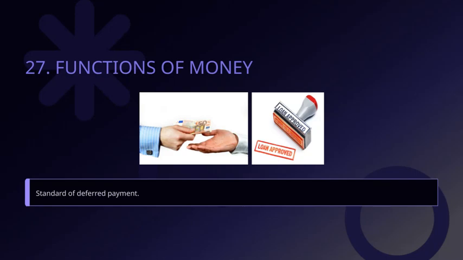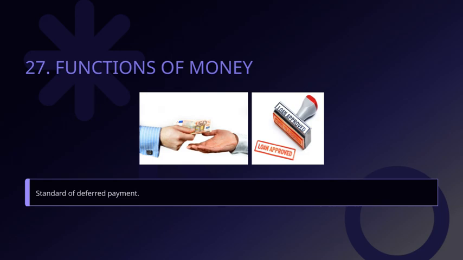Now, let's talk about the standard of deferred payment. This function of money is really important because it allows people to buy now and pay later, which can help in managing cash flow and making larger transactions more manageable. Essentially, it means that money can be used as a measure for future payments, giving both buyers and sellers flexibility. This standard helps facilitate credit transactions, making it easier to engage in trade without needing immediate payment.